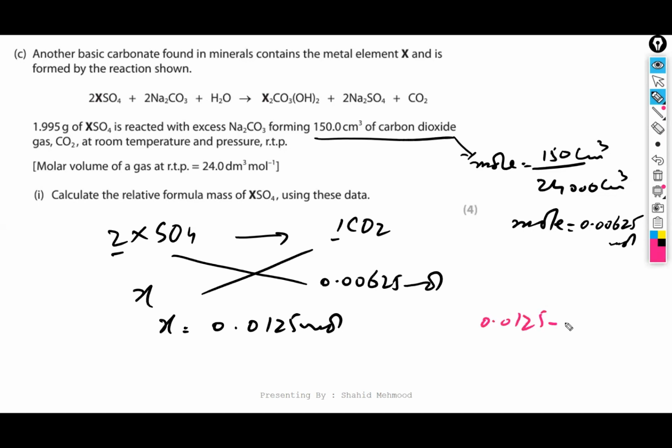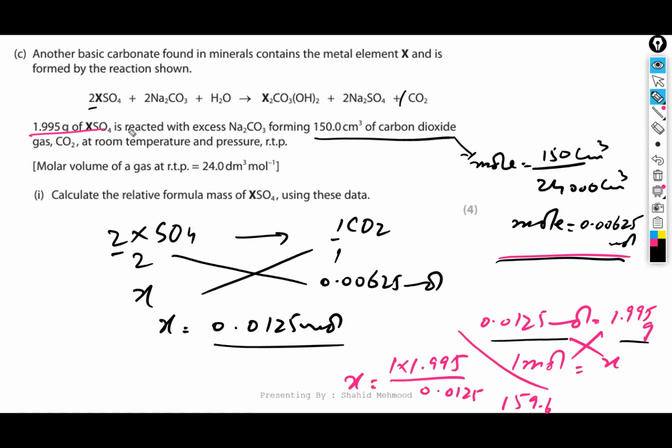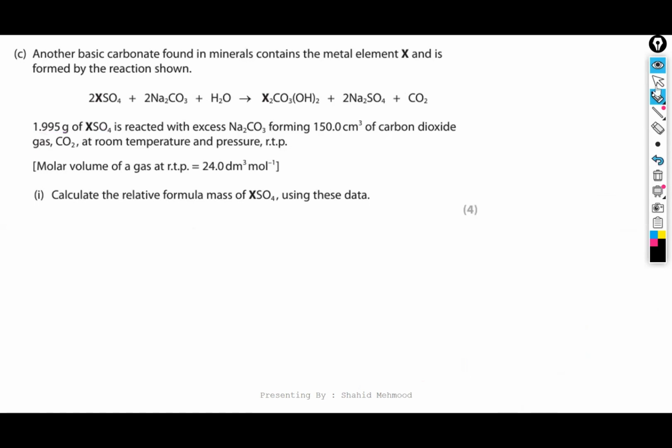Now, this 0.0125 mole is equal to 1.995 gram mass. So what will be the mass of 1 mole? Cross multiply. So X is equal to 1 times 1.995 divided by 0.0125, and the answer will be 159.6. So this can be done in 3 steps. First, we find the number of moles of carbon dioxide. Then by using the stoichiometric ratio, this is 1, this is 2, it will be 0.0125 mole. And this mole is equal to the mass given in the question. So what will be the mass of 1 mole? And that is the molar mass.